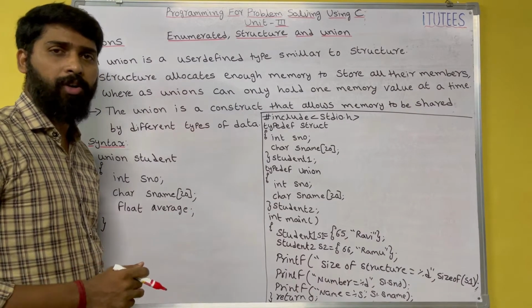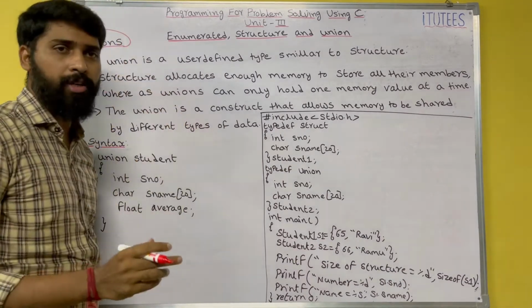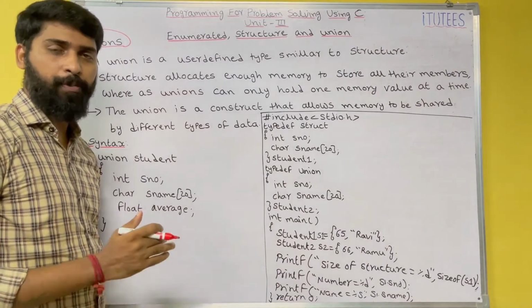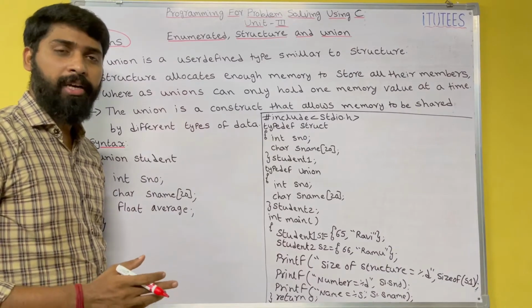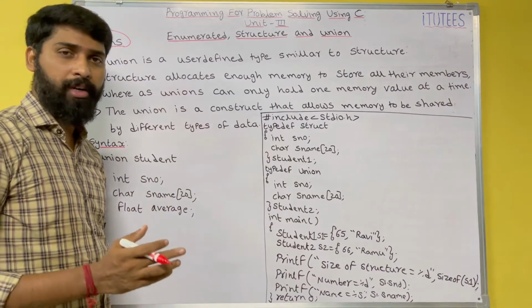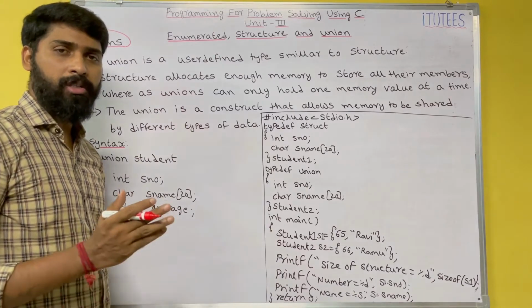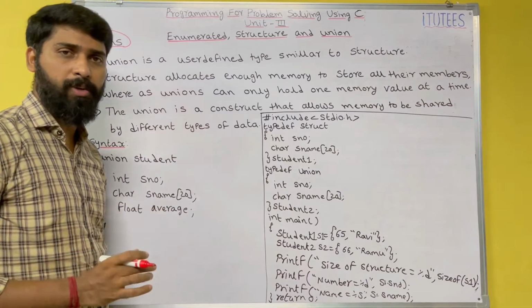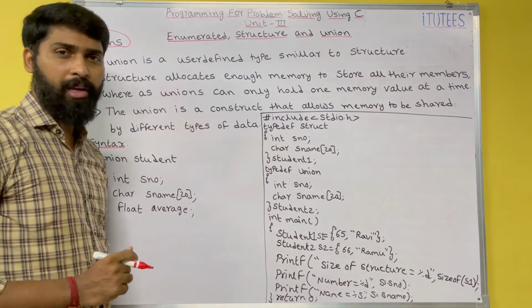In this class we are going to learn about unions in C. So what is a union? Union is similar to structure. In our previous class we learned about structure. A structure is a group of different data items. Similarly, the union also is a collection of different data items. But there is a small difference between structure and union in terms of memory allocation.